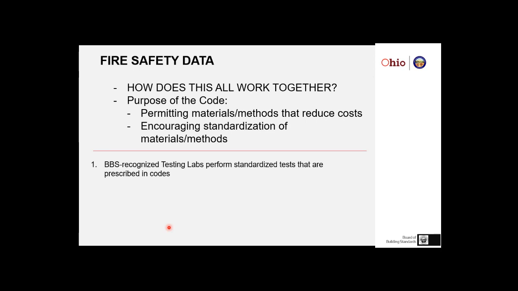4101:7-6-01. But we recognize testing labs. We have a staff member, Rob Johnson, on our staff that actually evaluates testing lab applications to make sure that they have been accredited and that they are independent labs that are performing these tests that we prescribe in the code. And we publish that list on our website, in case you were wondering. Then these test labs assign assembly design numbers for their rated assemblies. And then they publish them in their listing books or on their website.